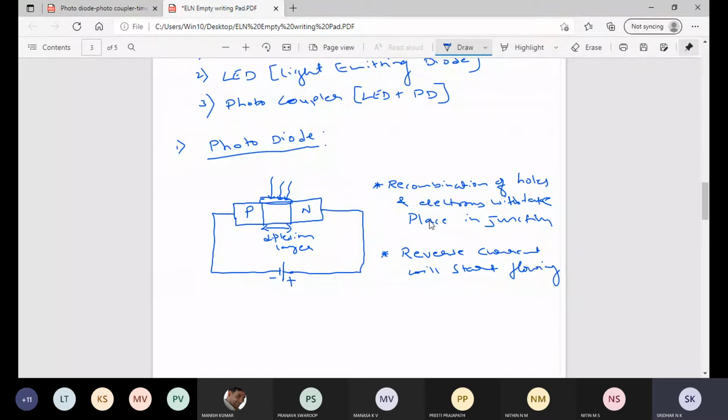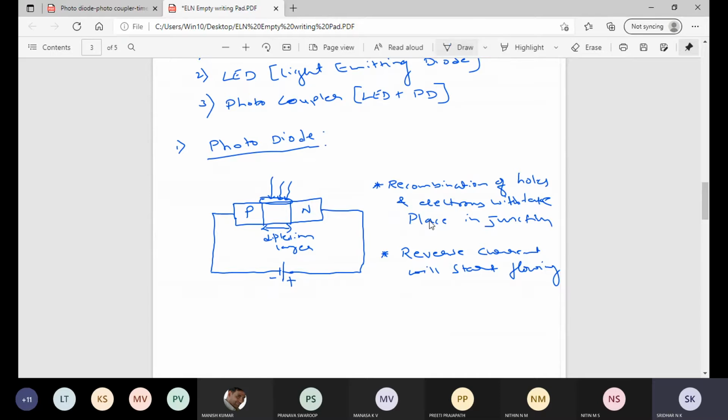This reverse current is directly proportional to the light incident on the depletion layer. If more light, more reverse current. If less light, less reverse current. The main application of this photodiode is that it recognizes the light or intensity falling on the device. That's it. How much intensity? If more intensity, more reverse current. If less intensity, less reverse current.